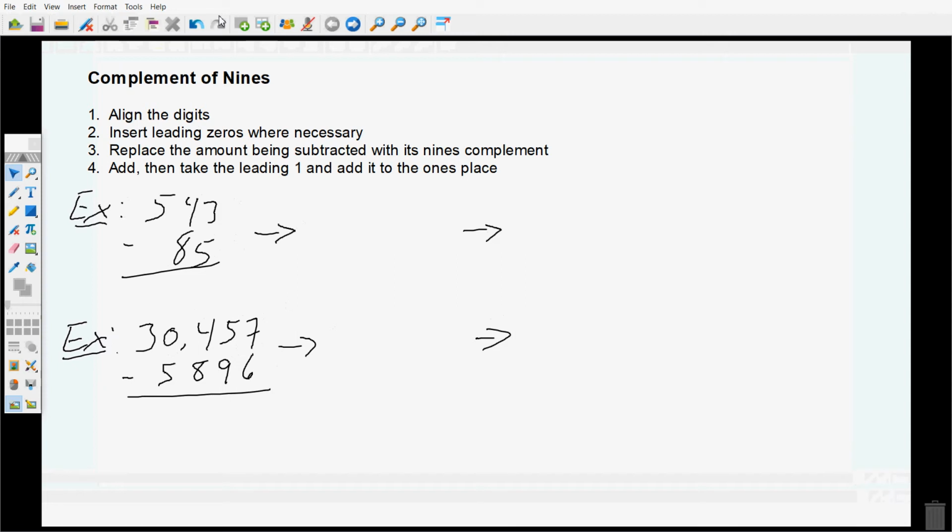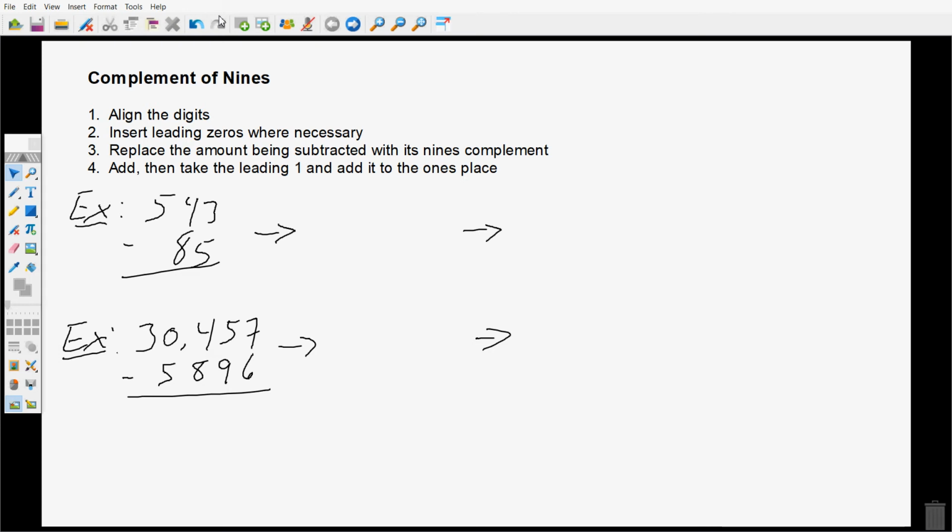Hello. In this video, we're going to cover some "tricks" in arithmetic and base conversion. Starting off with one of the "tricks," which is called the complement of nines.